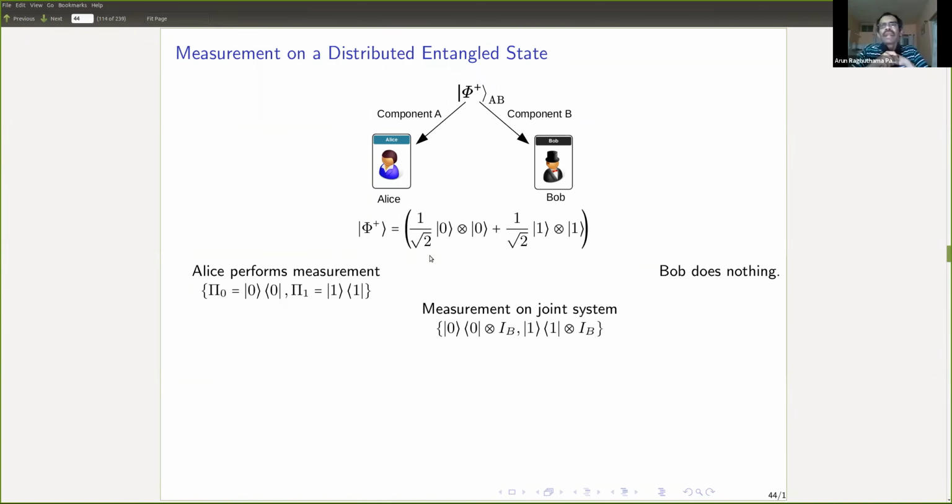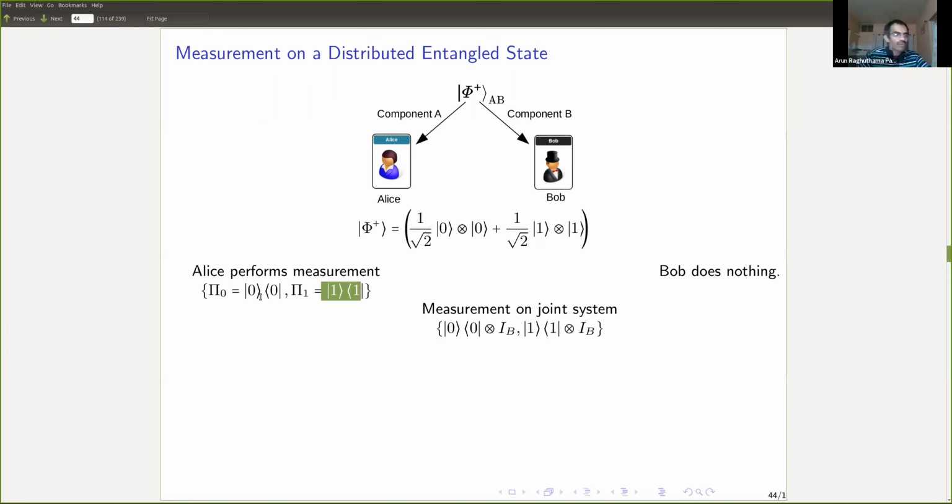Alice will do a measurement on her component of the system. Bob is going to remain silent. Remember, I told you a measurement is essentially a collection of projectors that sum to identity. So she will take the projection on the 0 vector and the projection on the 1 vector as the measurement operators. Pi 0 is ket-bra 00, pi 1 is ket-bra 11.